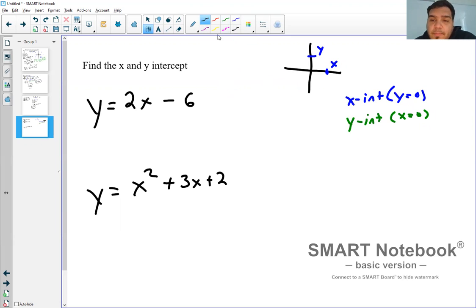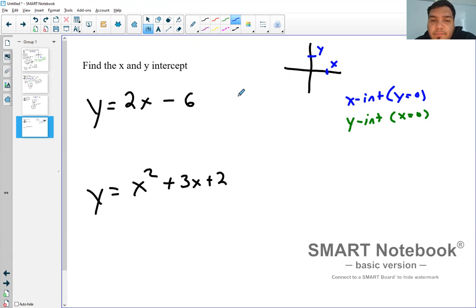So what we're going to do from there: x is 0, y equals 0. We're going to plug in y equals 0 in this equation, and plug in x equals 0 in this equation, and solve for both. And we're going to get our x and y intercept. Since I wrote x-intercept first, I'm going to do the x-intercept first.